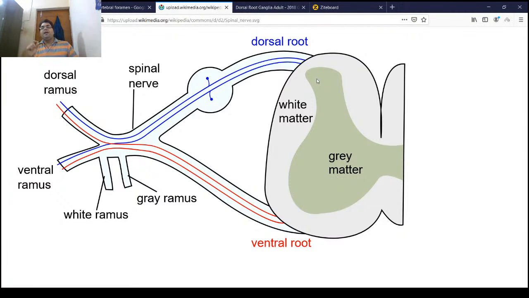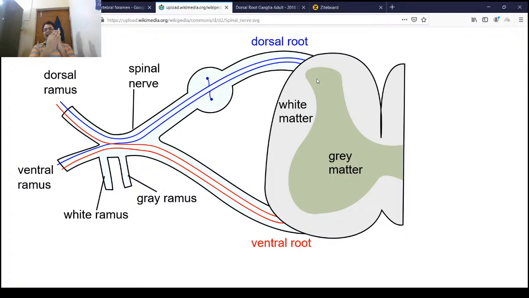So, what I want you to understand and comprehend is this. Suppose this is my spinal cord. I cut it like this, straight. That is a transverse section. This is a spinal cord. You cut it like this. This is the transverse section.